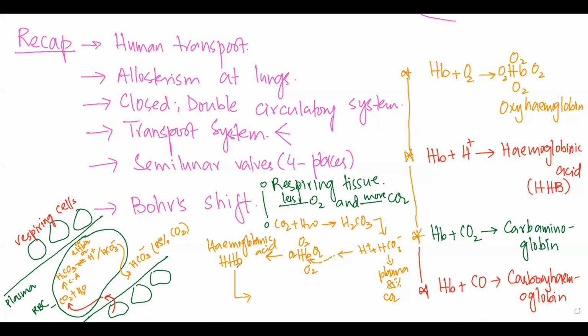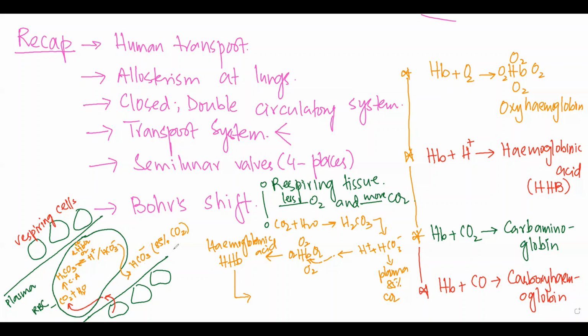So hemoglobin changes in shape, and we say that this is allostatism, and this is again good. Why? Because this allostatism at respiring tissues makes release of oxygen. Allostatism at lungs helps pick up of oxygen, but this allostatism helps release of oxygen at the respiring tissues. Did you get it? Release of oxygen. And then what happens with HCO3 negative? This is going to plasma.